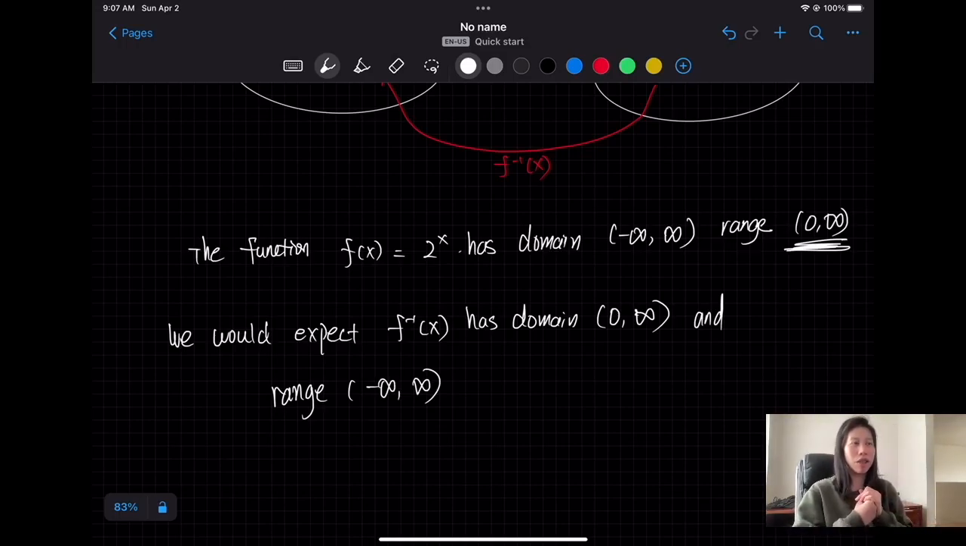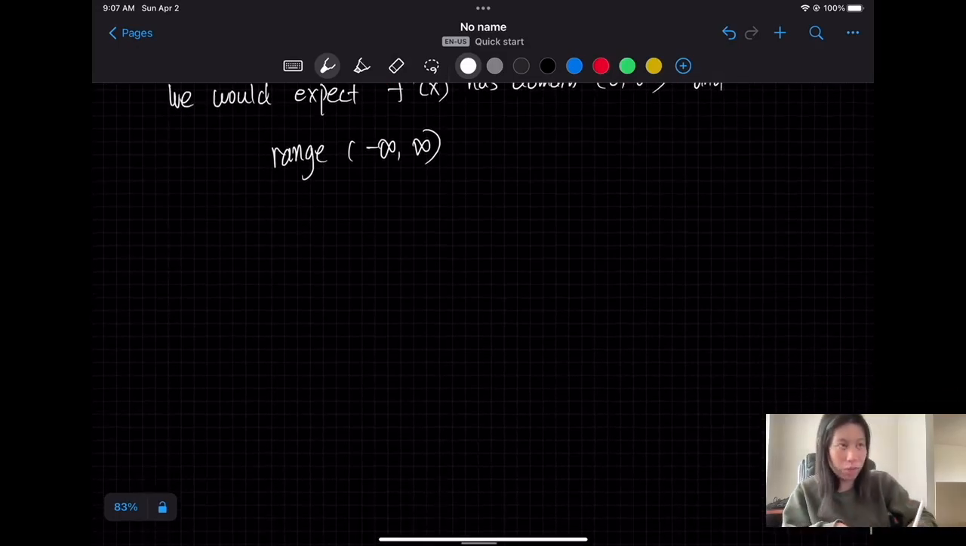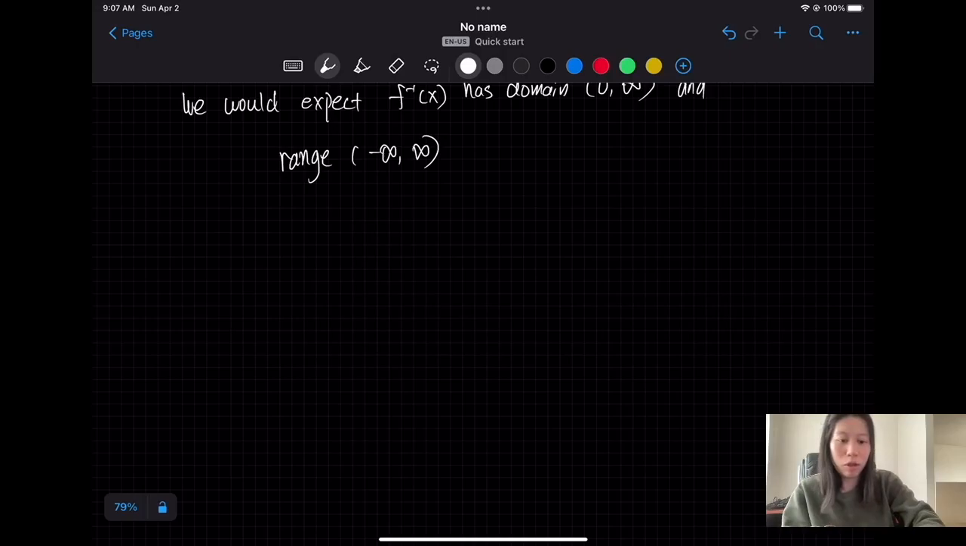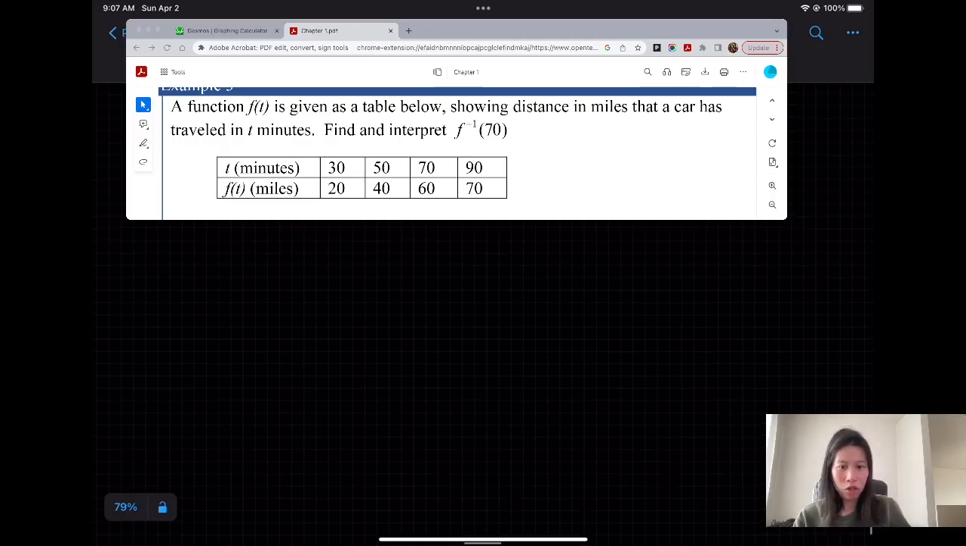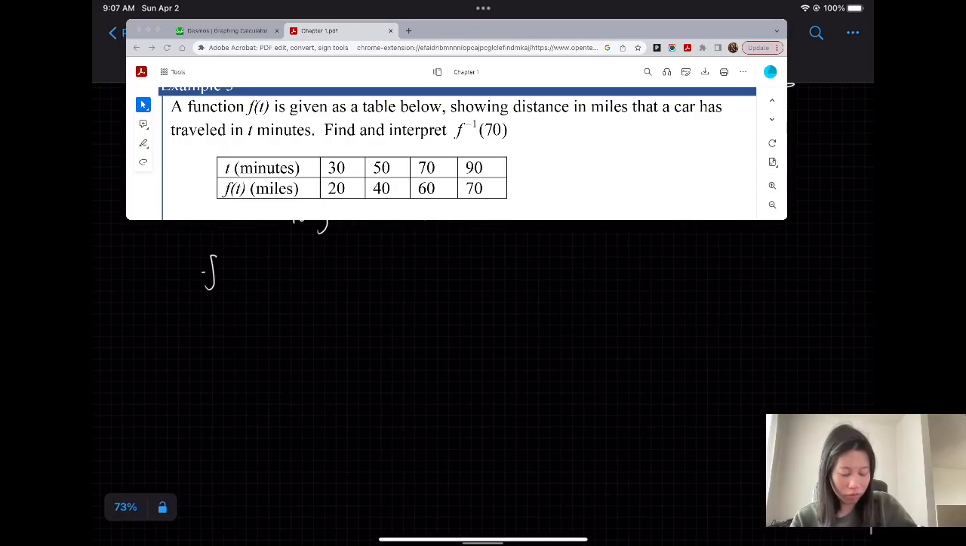Okay, so now think about it. A function is given in this table. Let me show you the example. Here's our example. A function f(t) is given in the table below showing the distance in miles that the car has traveled in minutes. Find and interpret f inverse of 70. Now let's look at the original function f(t). What does that mean? t is your input, which is minutes. How long?